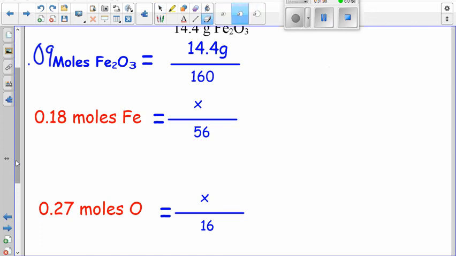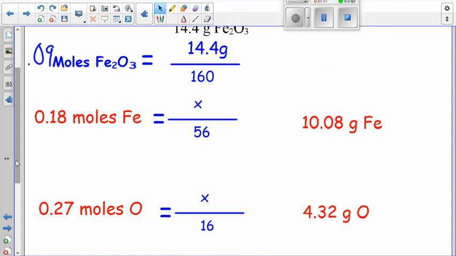So you should have gotten 10.08 grams of iron and 4.32 grams of oxygen. What you just figured out is that if I had 14.4 grams of iron oxide, I would need 10.08 grams of iron and 4.32 grams of oxygen. These two should always add up to what? 14.4. They should always add up to the original mass. That's the way to check yourself, because if you got 10 here and 27 over here, you'd say, wait a second, something's wrong.